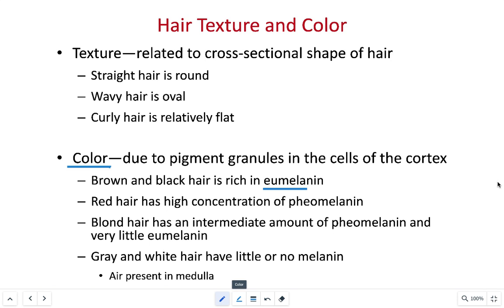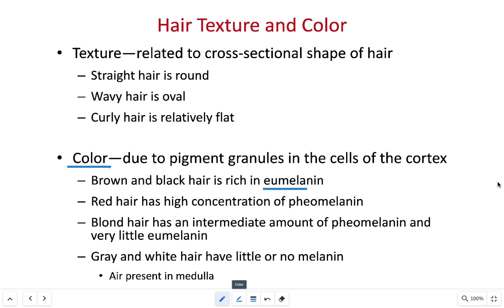If somebody is blonde, they have very low amounts of phenomelanin and/or eumelanin. Somebody who's a strawberry blonde has slightly elevated phenomelanin and almost no eumelanin. And then we have gray and white. When you go gray or go white, you lose all pigmentation, or nearly all pigmentation. And instead of the medulla being fully filled in, the medulla becomes an empty space.